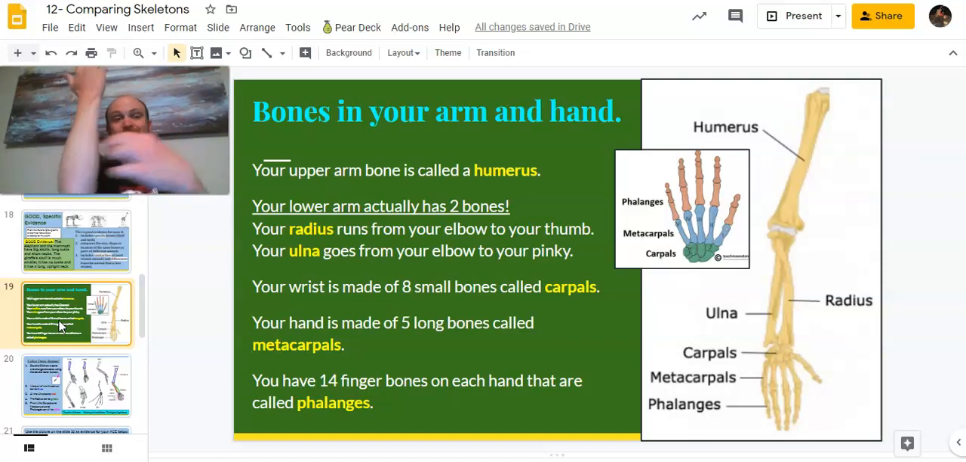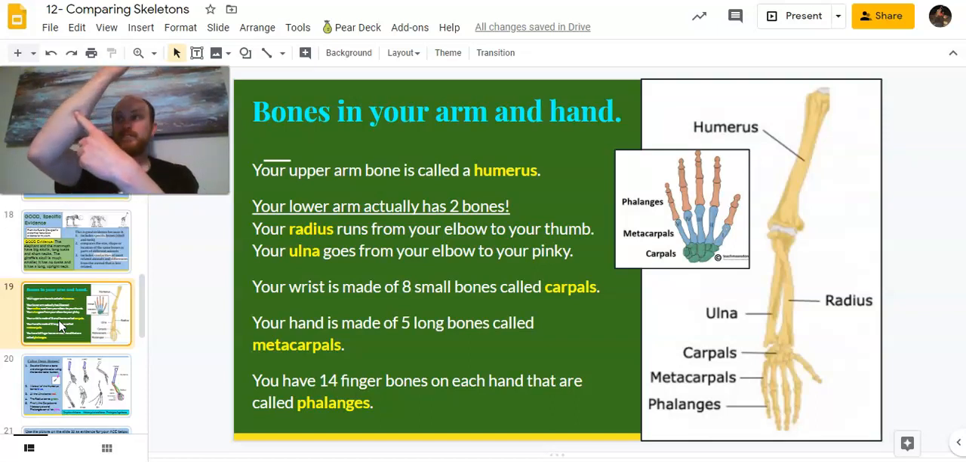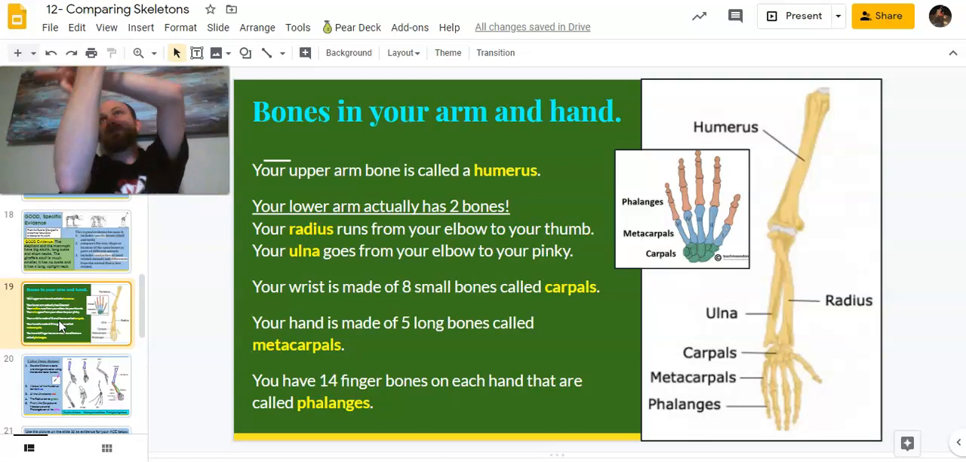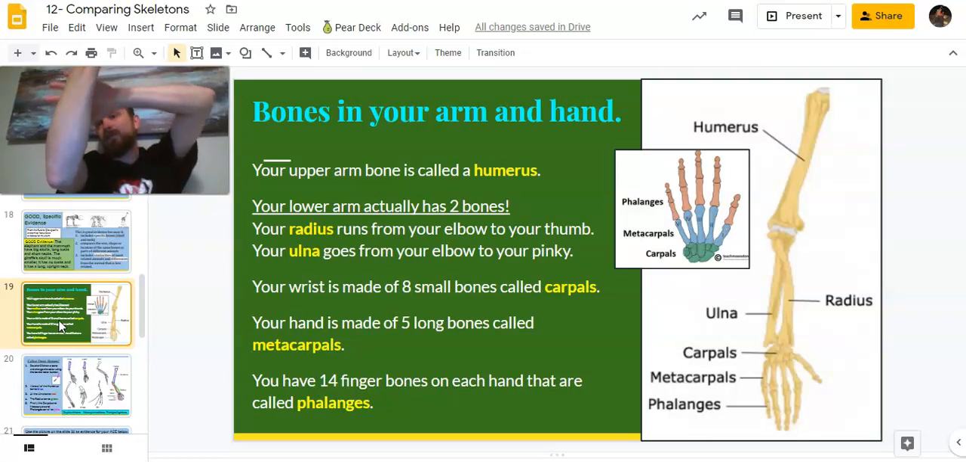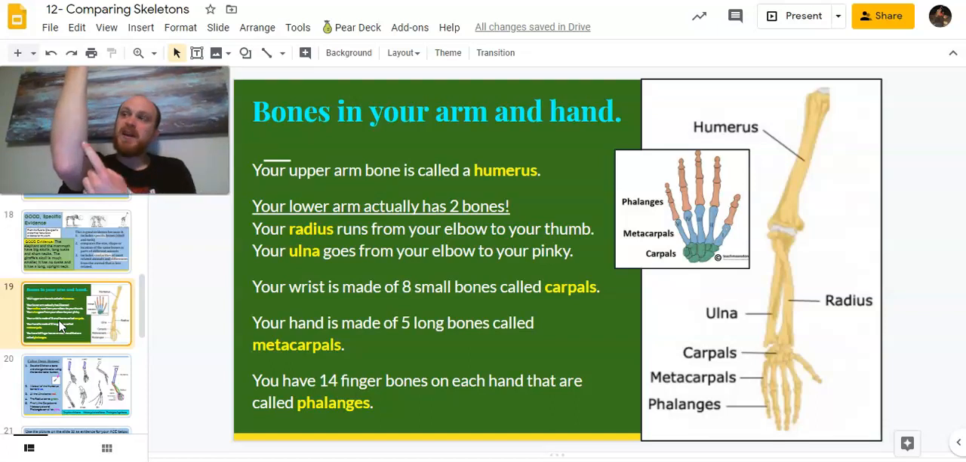You might not know this, but you actually have two bones in your forearm, your lower arm. You have a bone called the radius, and it runs from your elbow up to under your thumb on this side. You can kind of touch it. And then you have a bone that runs on the other side, up to below your pinky, and that is called your ulna. You can feel a soft spot in between them, because there's a gap between these two bones.